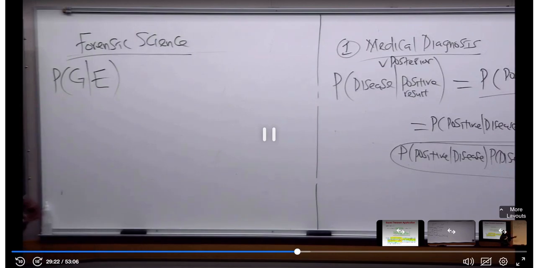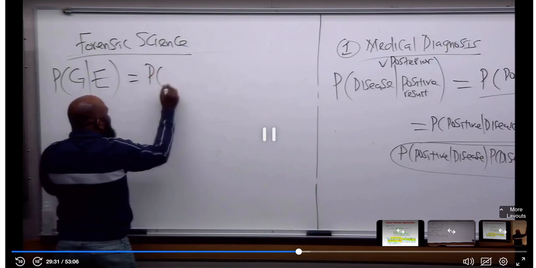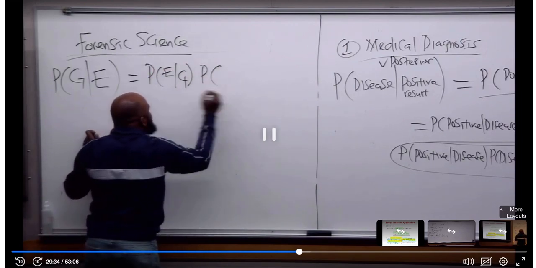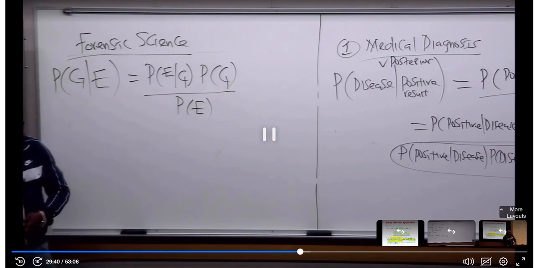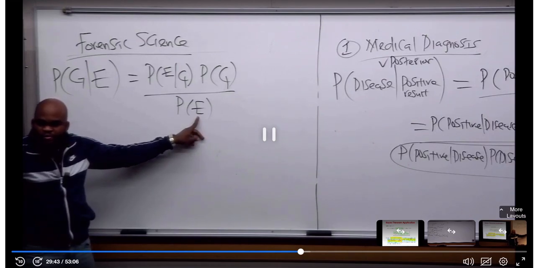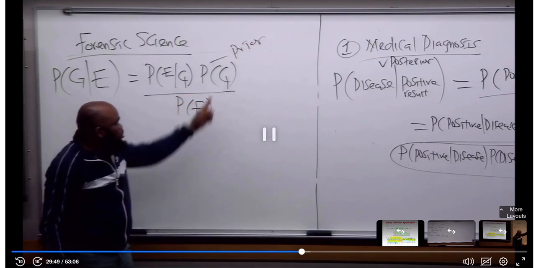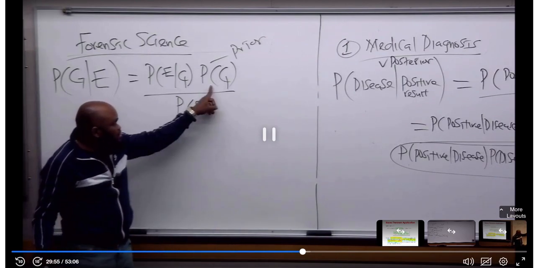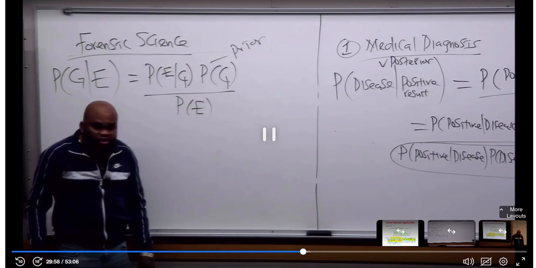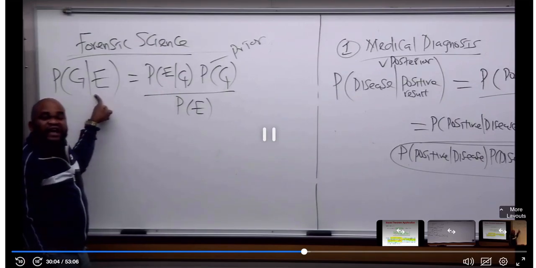Right now, G represents guilty, E represents evidence. If I want to rewrite this, I'm going to switch it. I'm going to have the probability of E given G, multiplied by the probability of G, divided by the probability of evidence. The probability of evidence is going to be a total probability. Now, this is the prior. Do you know the belief? The prosecutor believes that the accused is guilty. That is their prior belief. You can see the prior belief is not a conditional probability, but the likelihood and the posterior are conditional probabilities.